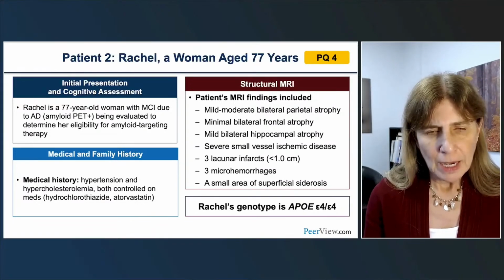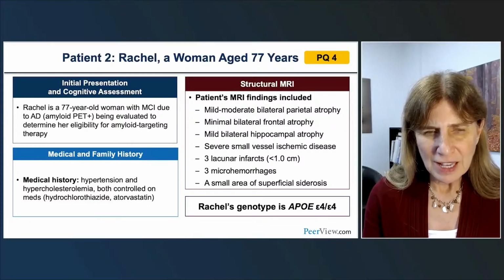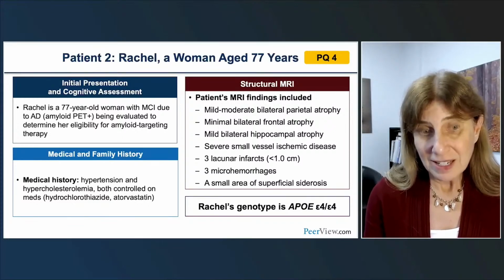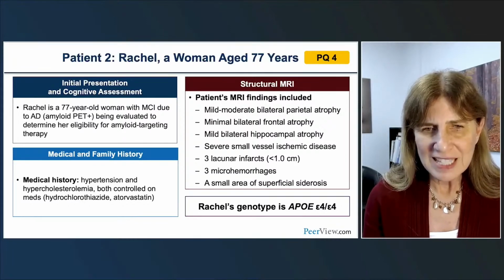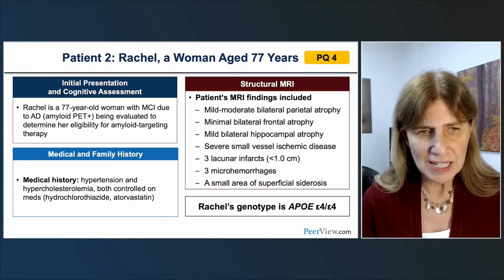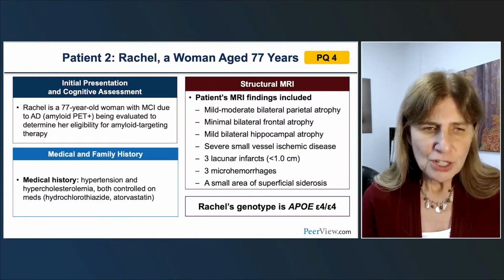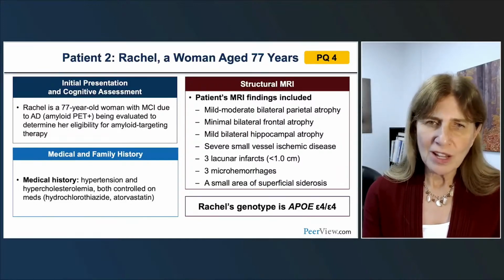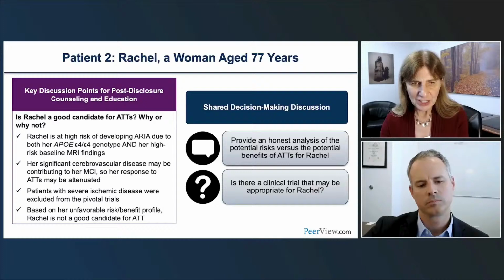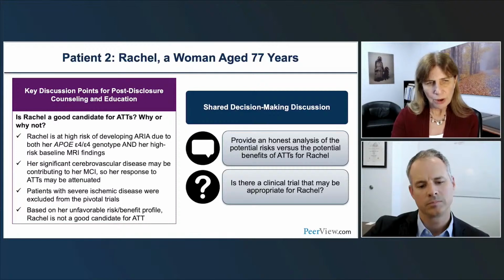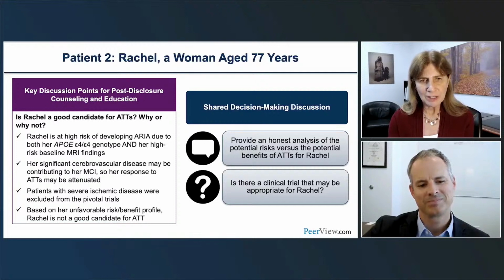So she's somebody now who already has some evidence of small vessel disease, a significant amount of it, and some underlying CAA related to her Alzheimer's disease. ApoE testing was ordered to complete the workup, and she's found to be an ApoE4 homozygote. So lots of questions here. Is this somebody that you would have gone forward, Eric, and obtained the ApoE genotype for the purpose of initiating anti-amyloid therapy? How comfortable are you, given the baseline MRI, in treating someone like this?